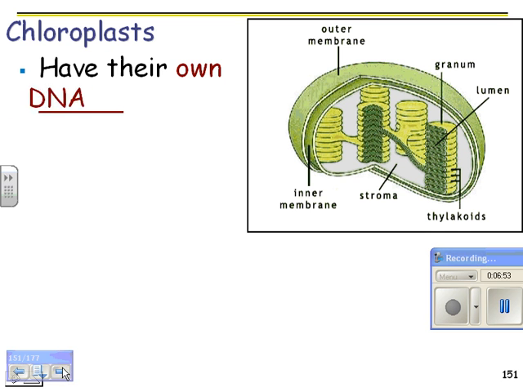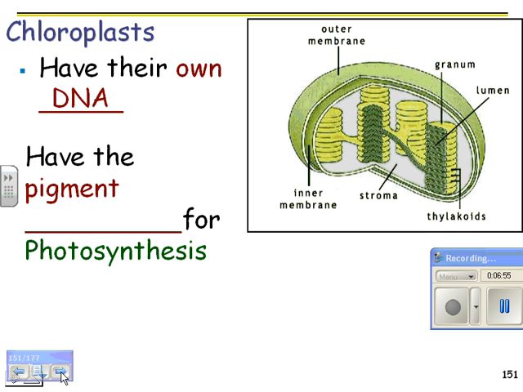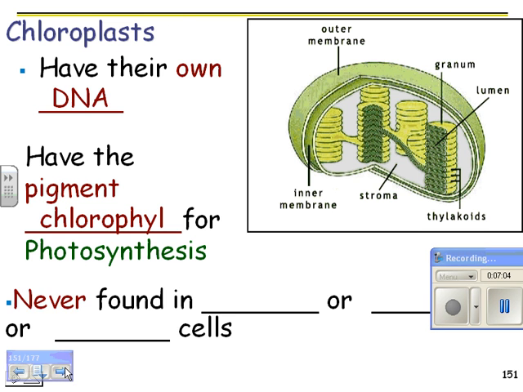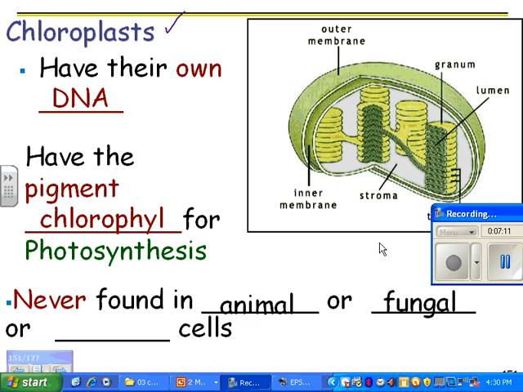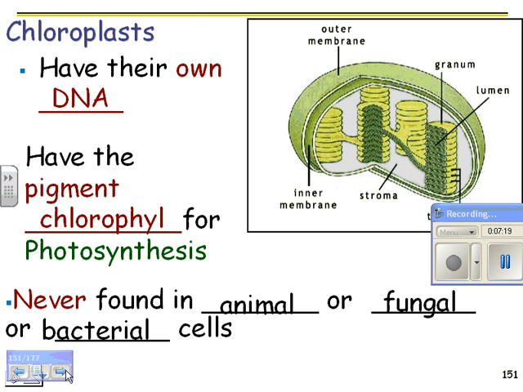So chloroplasts are really cool because they have their own DNA and they have a pigment called chlorophyll. So you should know not only the word chloroplast, but you should also know chlorophyll for photosynthesis. They are never found in things that are not photosynthetic, so therefore they're never found in animals or fungi. And they're never found even in photosynthetic bacteria because bacteria don't have internal membranes. So look at all those membranes. That could never be inside a bacterial cell. So they're never found in bacterial cells. They are found in plants and they are found in many protists, but certainly not all.